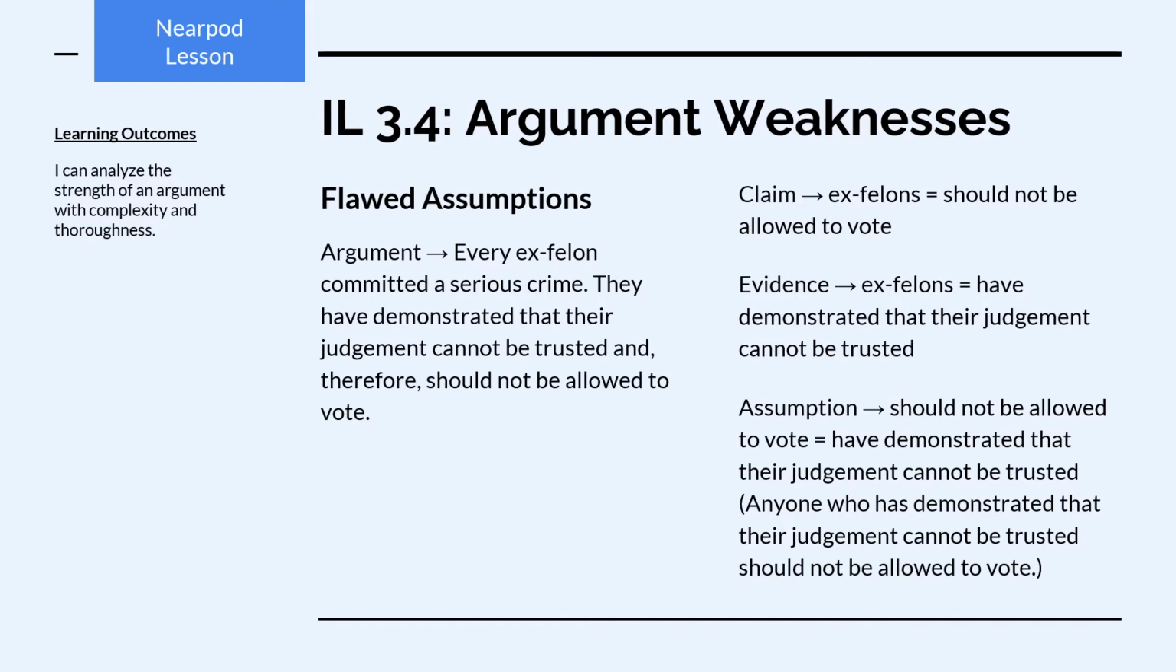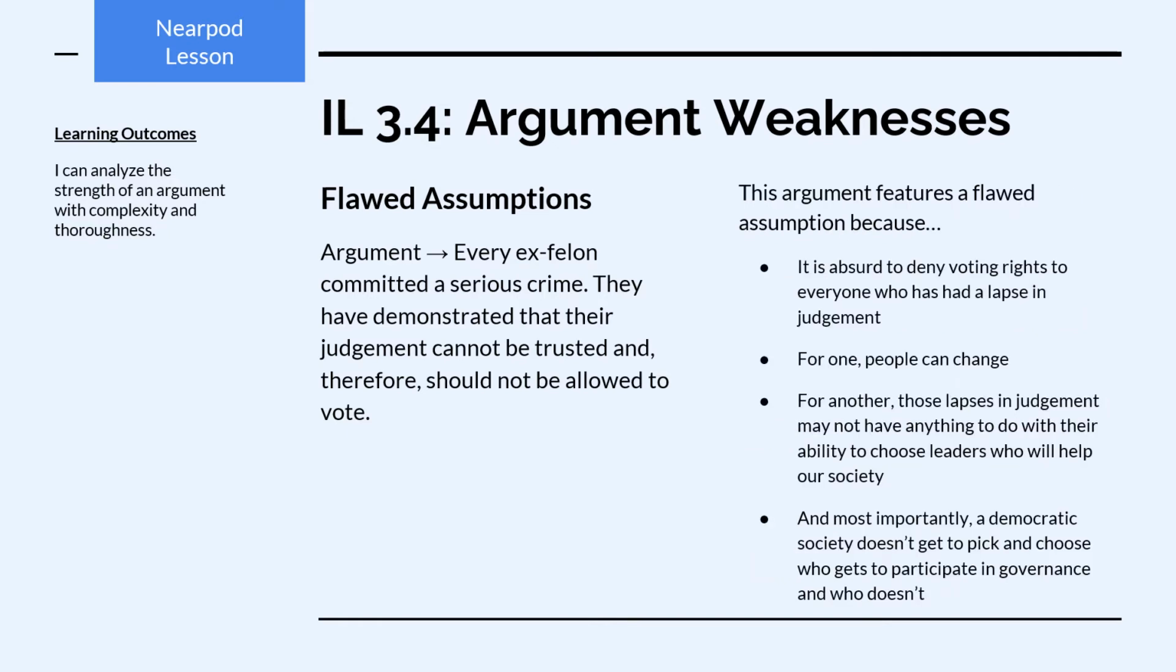The real argument comes after that first sentence, with the claim being ex-felons should not be allowed to vote, and the evidence being that ex-felons have demonstrated that their judgment cannot be trusted. So the assumption would have to link the two terms together: should not be allowed to vote equals have demonstrated that their judgment cannot be trusted, or anyone who has demonstrated that their judgment cannot be trusted should not be allowed to vote.